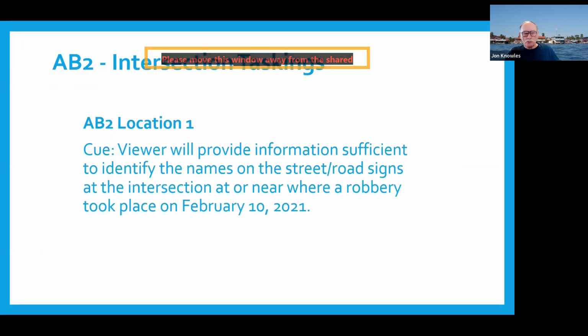So the tasking for location 1 was: viewer will provide information sufficient to identify the names on the streets and road signs at an intersection at or near where a robbery took place on February 10th, 2021. That was the total information given to the viewer, so they're front loaded to that extent. They don't know the city or the state. These are all in the US. And there were no murders or deaths that occurred. I made that known to the viewers, but there were events.